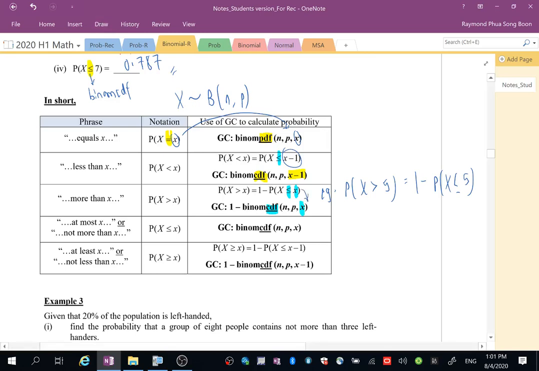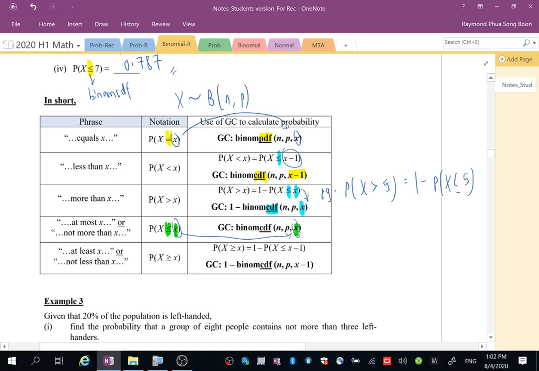Likewise, if you are finding at most x or not more than x, then it is probability x less than or equals to x. Since this is already in this form, over here you use binom CDF, and then it will also be x. Okay, the last one, if the question says at least x or not less than x, this inequality sign we have to convert to less than or equals to.